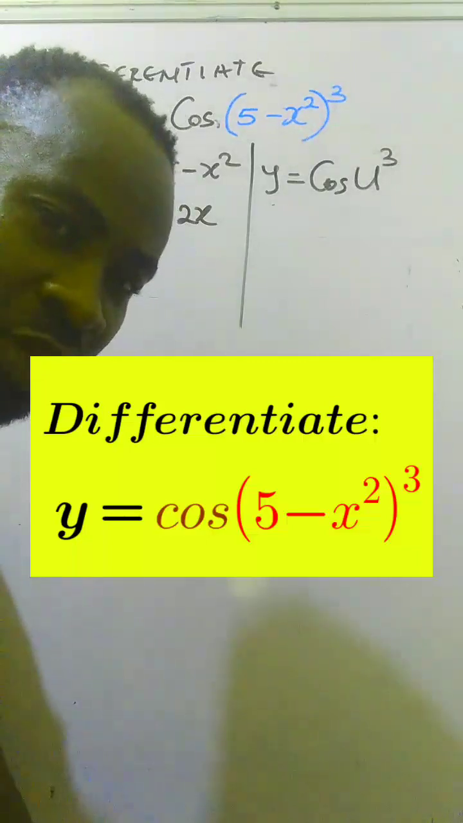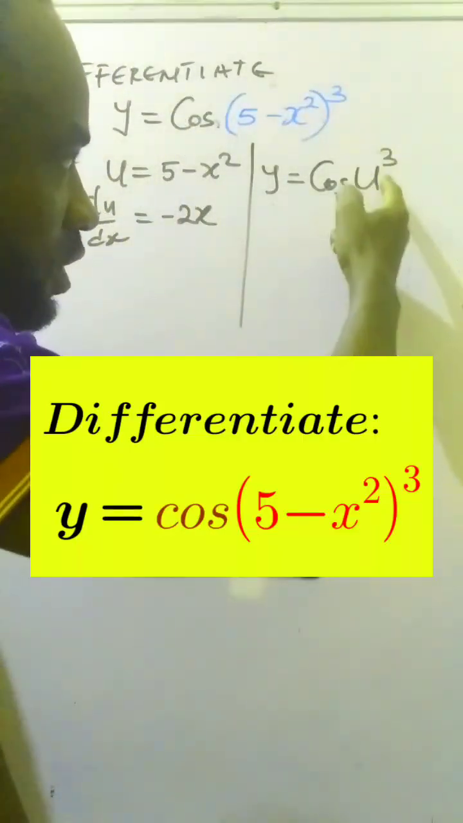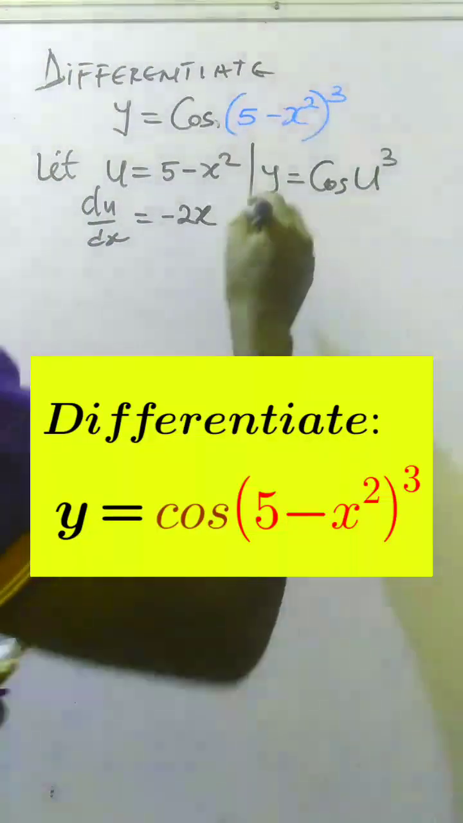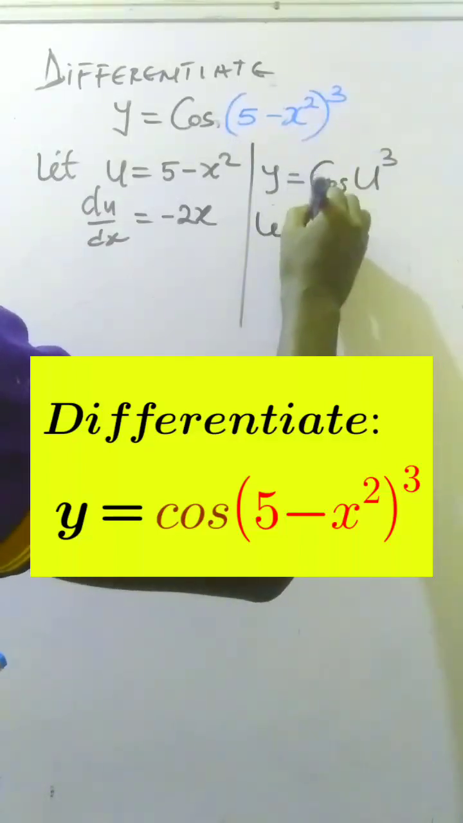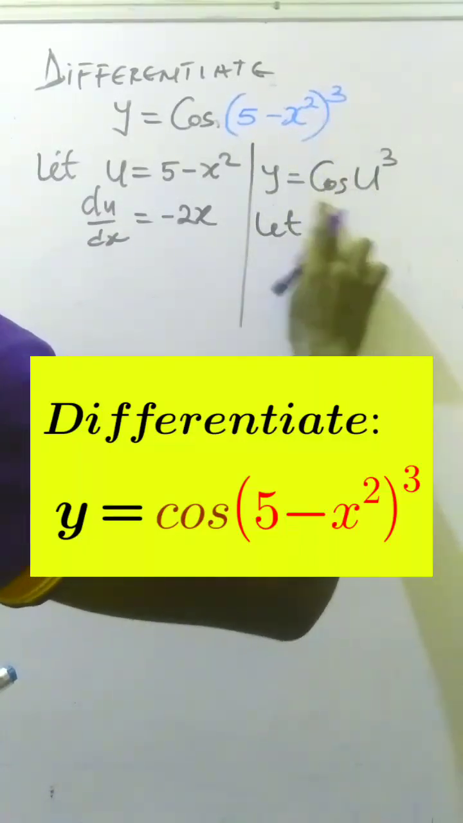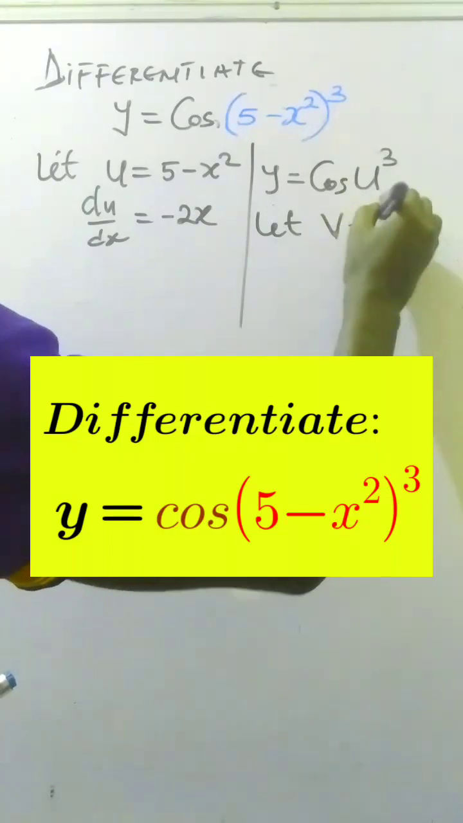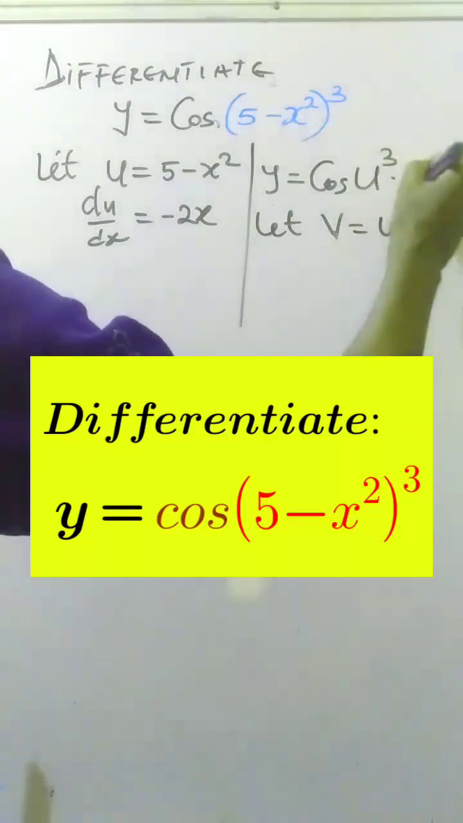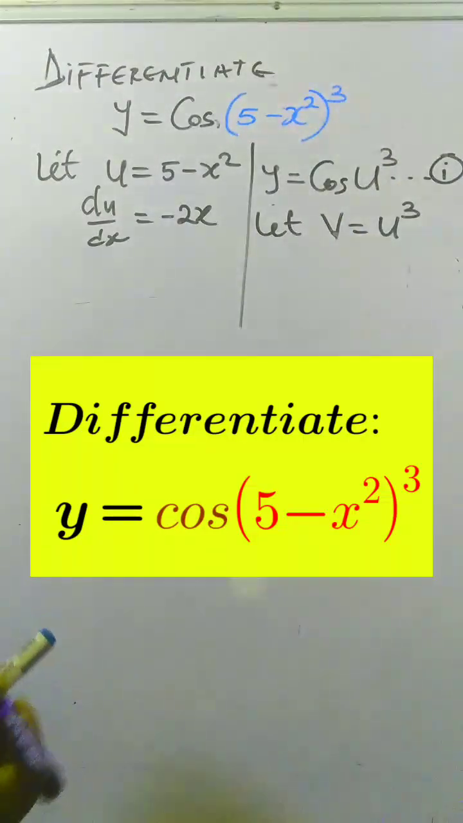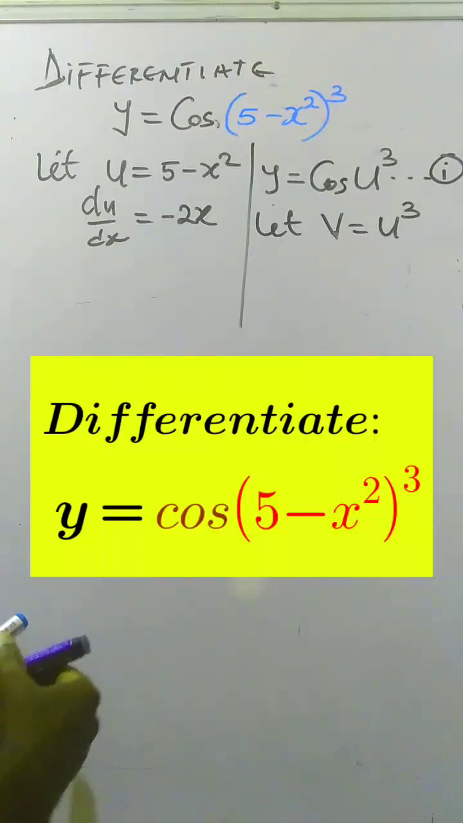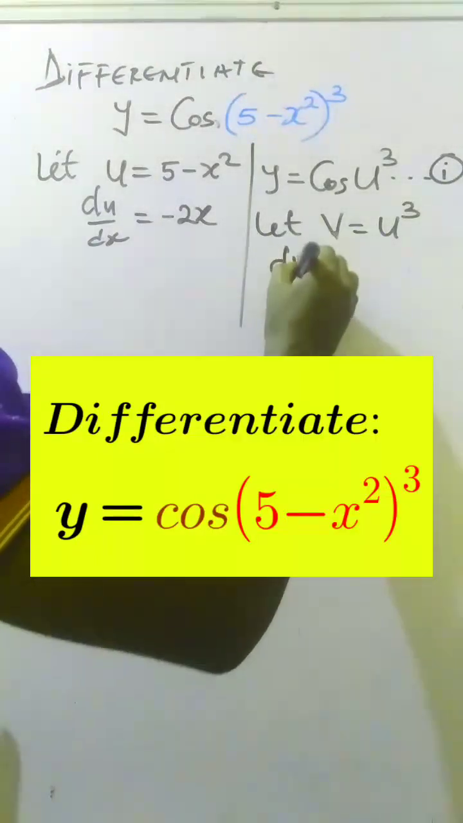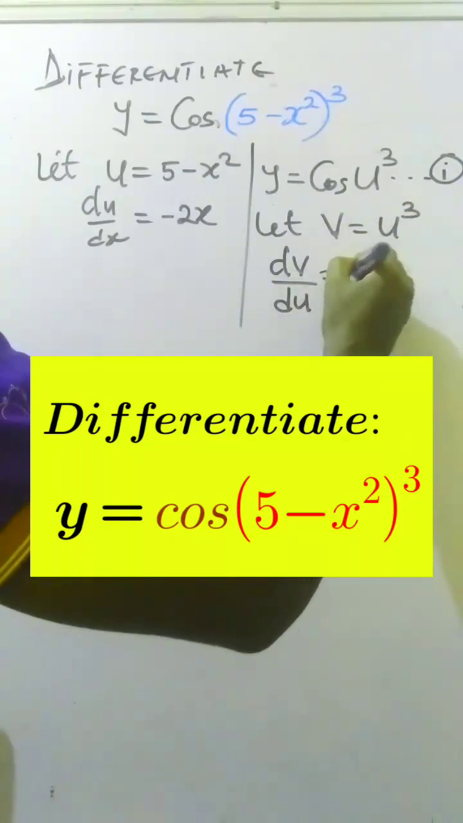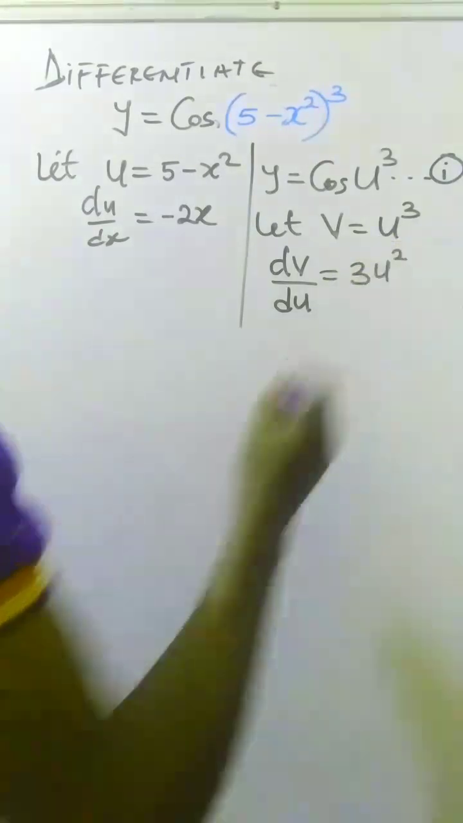Now, we are having a function here again, so I'm still going to substitute again for this. Let me use something else: let v be equal to u cubed. Maybe I can call this my equation 1, just to number it. Now, if I differentiate v with respect to u, dv/du, this will give me 3u squared.